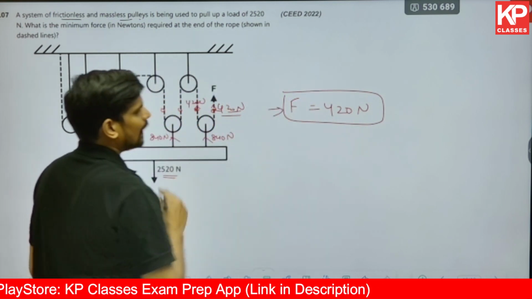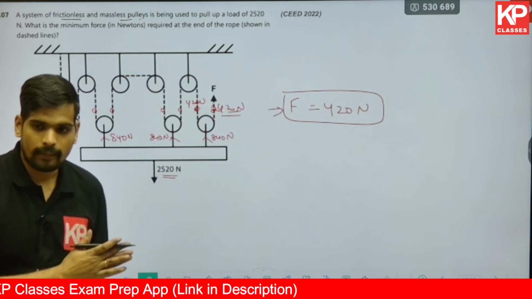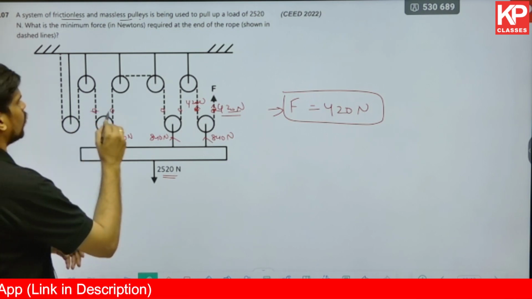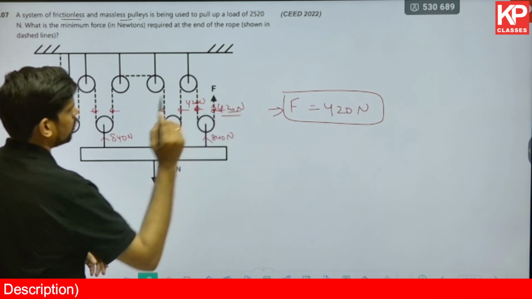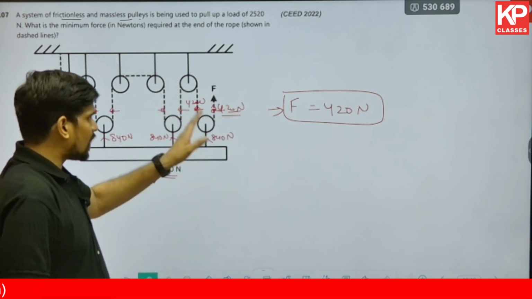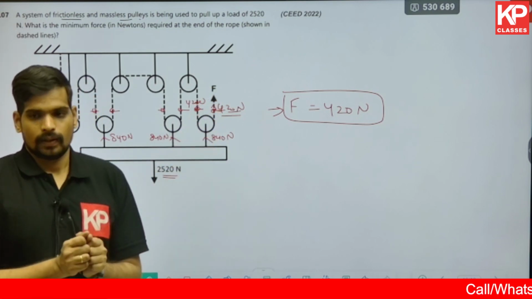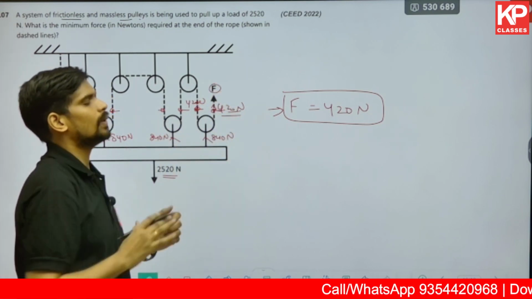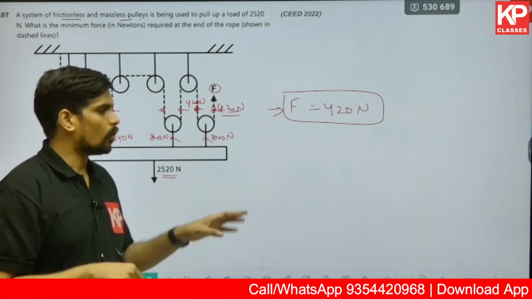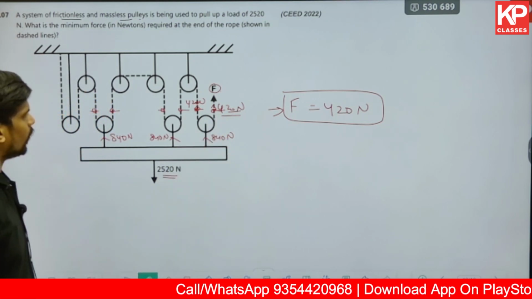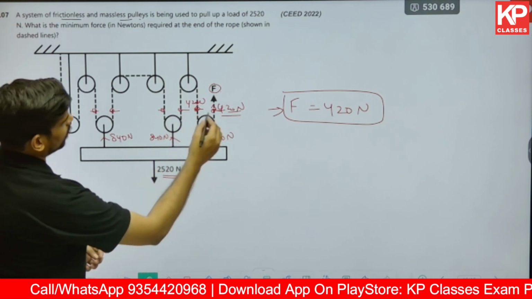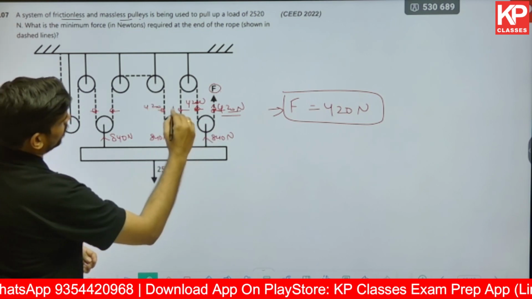You see the mechanical advantage of this system. Instead of 2520, you're just applying 1/6 of it. Why 1/6? Because the load is distributed equally on these 6 points. So whichever rope is where you're applying the force, that has to be equal to the force in that rope. The rope is basically experiencing 420 newtons. So similarly, this also is 420, this also is 420.